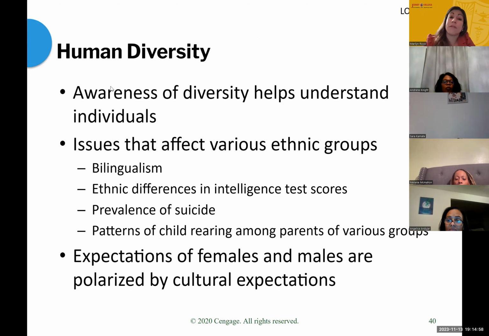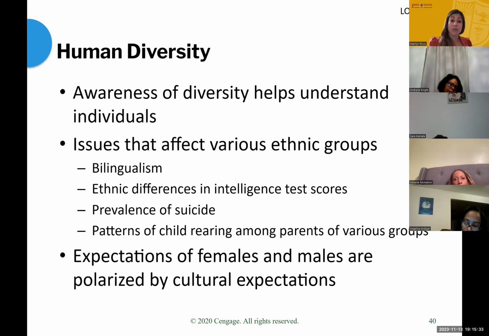So human diversity is the awareness of diversity helps understand individuals. Issues that affect various ethnic groups are bilingualism, ethnic differences in intelligence test scores, prevalence of suicide, patterns of child rearing among parents in various groups, and some expectations of female and males are polarized by cultural expectations. So here, and you know, just because we're here in America doesn't mean that everybody's culture's expectations are the same.